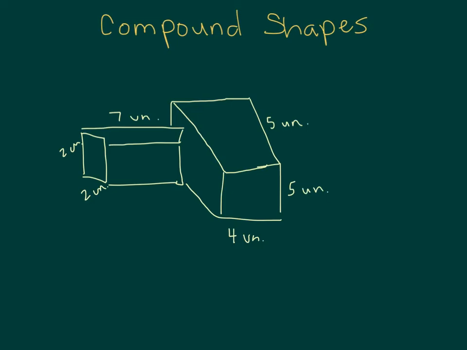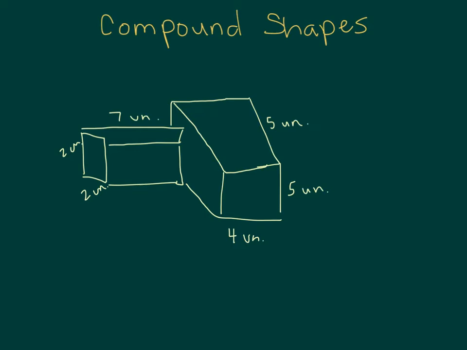The number one thing that we need to do, and I'm going to do this in a highlighter first and then go over with a white marker, is divide this compound shape into simpler shapes. I see that I have a rectangular prism right here, so I'm going to divide it right along here. So I have two separate rectangular prisms. Now my drawing isn't perfect.